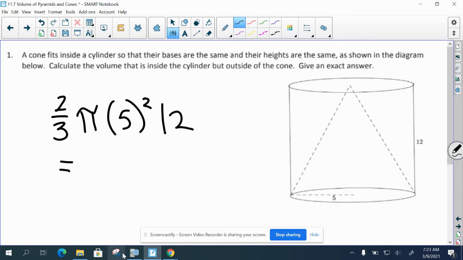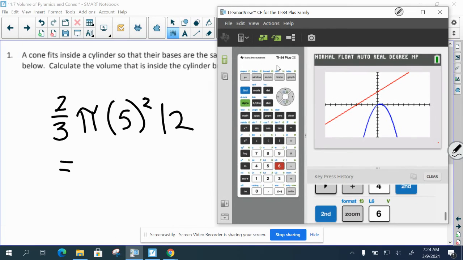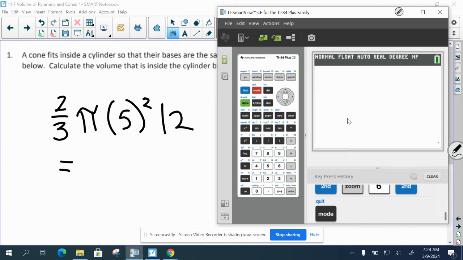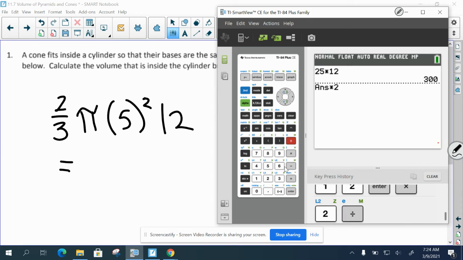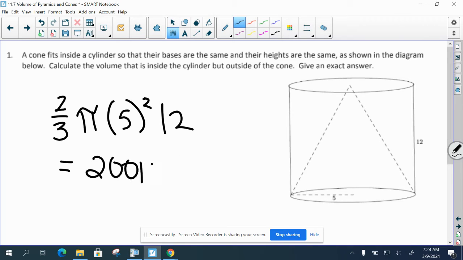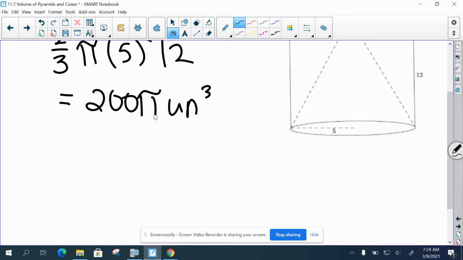Oh, it says to give an exact answer. So that means we're not going to include the pi. So I'm going to do 5 squared is 25 times 12, and then that times 2/3. Well, you could do this in your head. Divide by 3, multiply by 2 gives you 200. So that means 200 pi and units cubed. I don't know what the units are here. Okay.